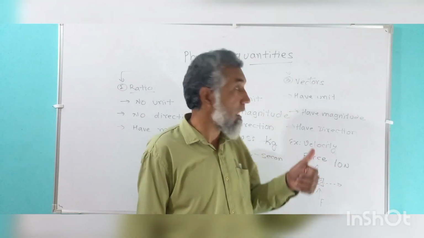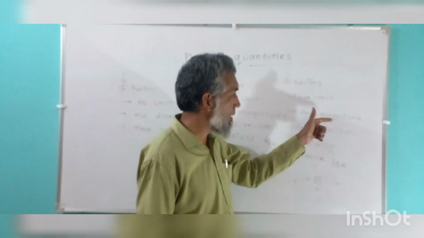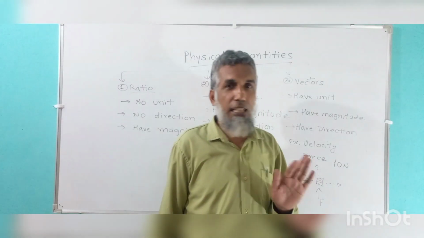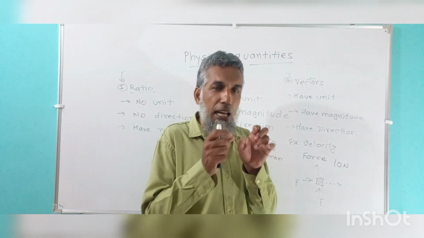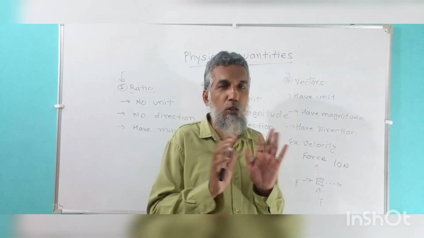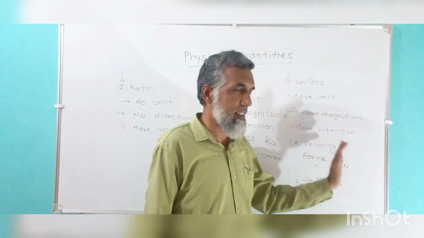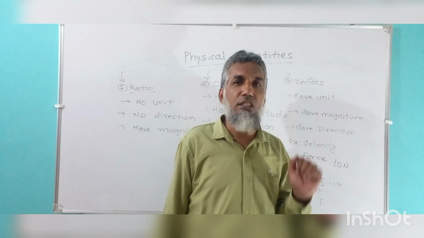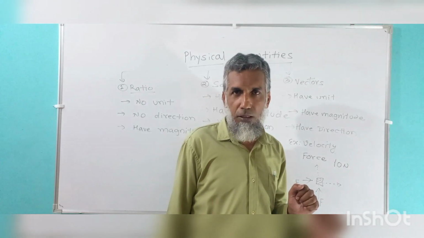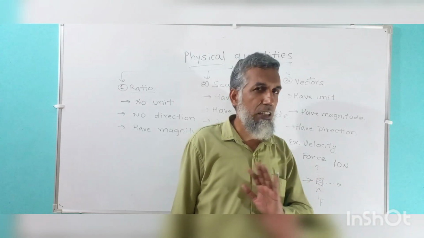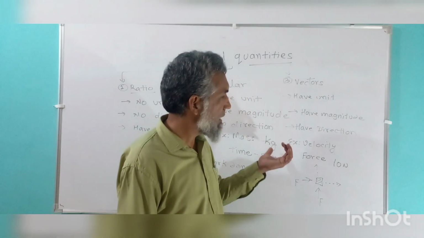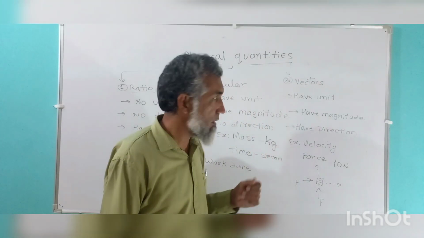It is a scalar. Although it has a unit, magnitude, and direction, it is still a scalar, because the vector law is not obeyed in the addition of currents. When you are adding currents, the vector law is not obeyed. And that's why we say current is not a vector quantity.